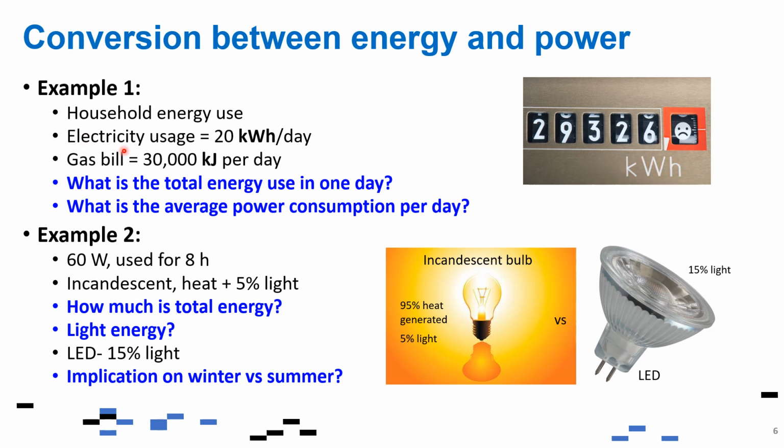So we have electricity usage around 20 kilowatt hours per day, and the gas bill was given in joules, so 30,000 kilojoules per day. So these are the energy consumption of a certain household. So the question for this problem is, what is the total energy use in one day? You can decide which energy unit you will use. It could be in kilojoules or it could be in kilowatt hours.